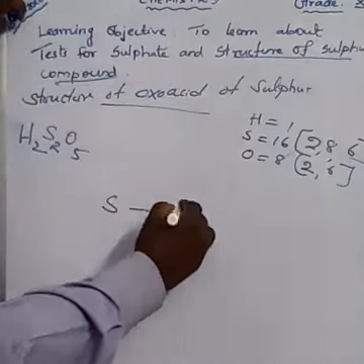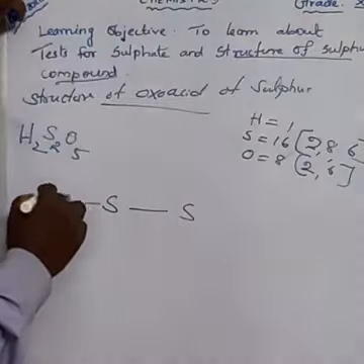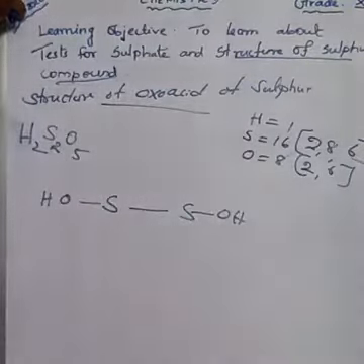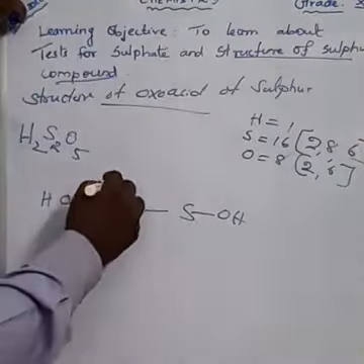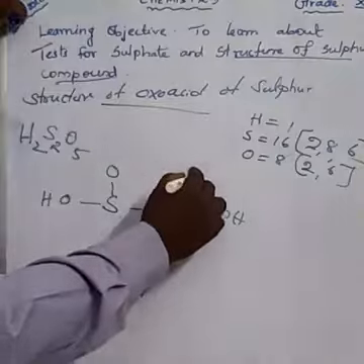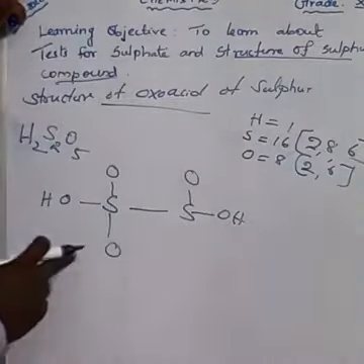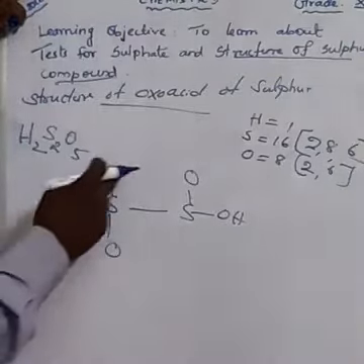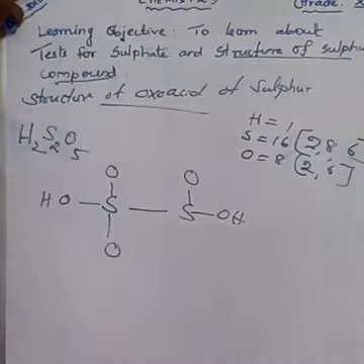So sulfur, sulfur. Can you draw? Sulfur, sulfur. OH, OH. Then hydrogen is over. Then how much oxygen remains? 3 more oxygen, am I right? 2 over. That is 1 oxygen, 1 oxygen, 1 oxygen. Total how much oxygen? 1, 2, 3, 4, 5. 5 oxygen.